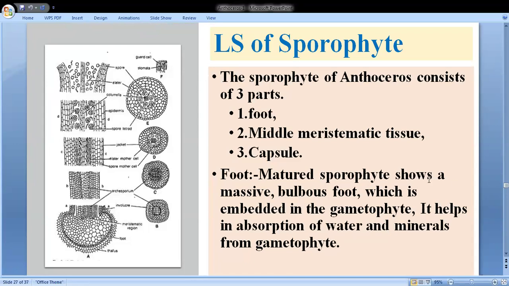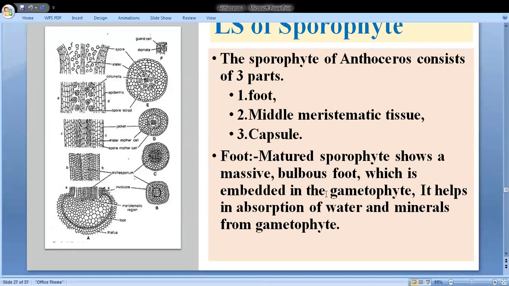The mature sporophyte shows a massive bulbous foot, which is embedded in the gametophyte. It helps in the absorption of water and minerals from the gametophyte. It is partially dependent on the gametophyte. So that's why the foot absorbs the minerals and water from the gametophyte. That is the function of the foot.